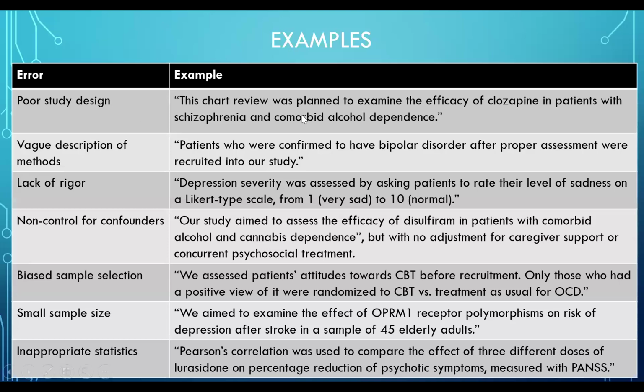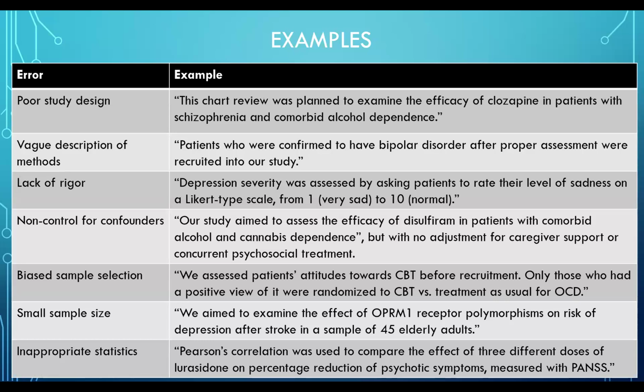So an example of a poor study design would be if you write in your manuscript, this chart review was planned to examine the efficacy of clozapine for people who have schizophrenia and comorbid alcohol dependence. Now, you don't use a chart review to examine efficacy. You can use it to comment on response or patient outcomes, but efficacy requires a clinical trial. You can't do it with a chart review.